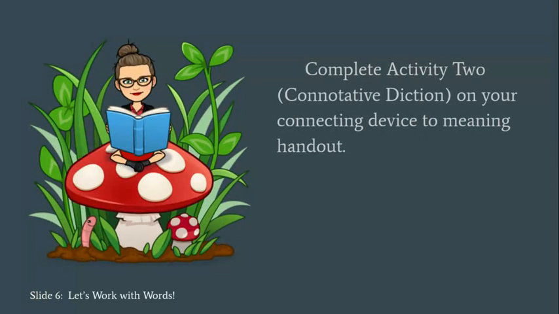Now we're going to look at Activity 2, Connotative Diction, on your Connecting Device to Meaning handout. Let's look at our instructions. Determine the meanings of words or phrases with figurative or connotative meanings used in the text. Do the words bring to mind positive or negative feelings? What more specific emotions do the words suggest? I'm going to give you about 4 minutes to complete this activity.